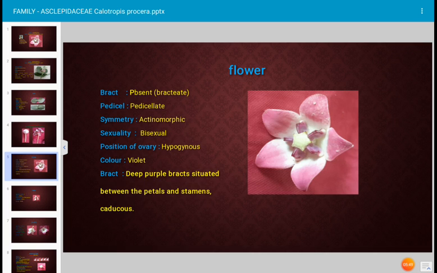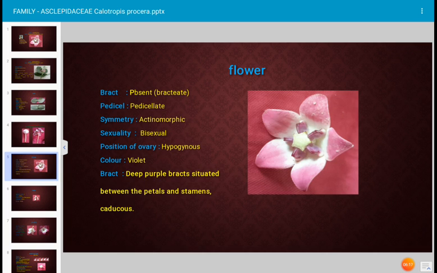And the flower is symmetrical. A symmetrical flower is also known as an actinomorphic flower. What is an actinomorphic flower? If you divide the flower by a vertical division in any plane, two equal divisions are formed. Such a flower is a symmetrical flower and it is described as an actinomorphic flower.